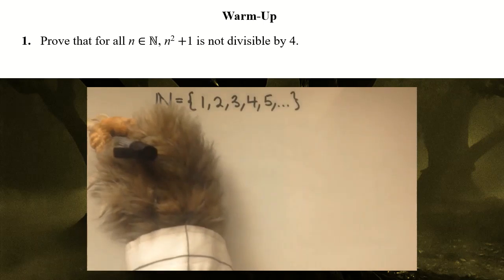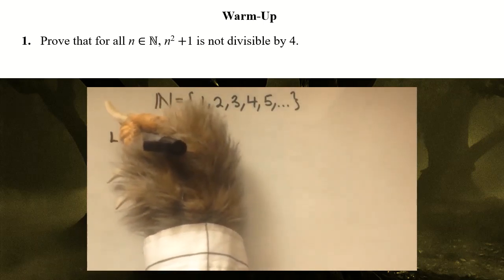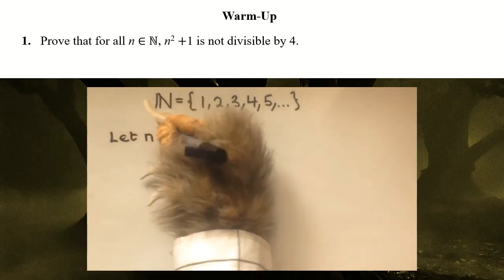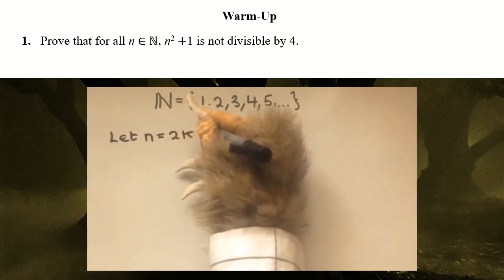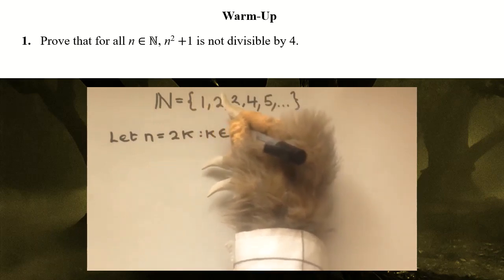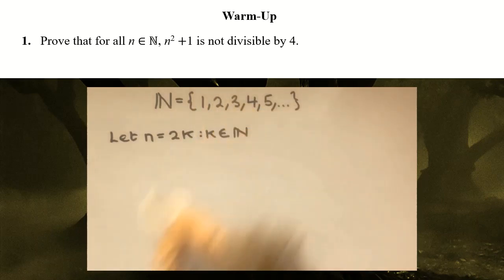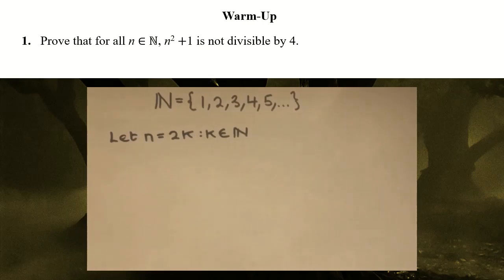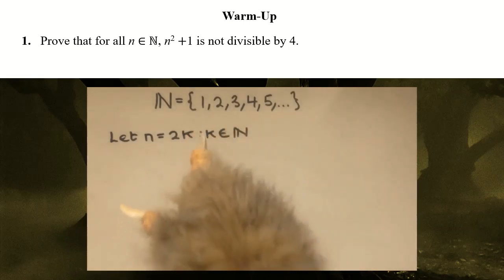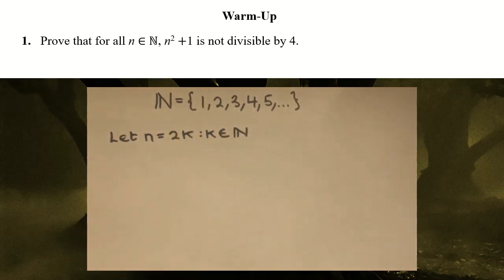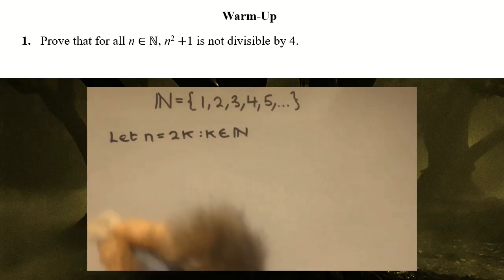So let n equal 2k, such that k is a natural number. I'm using k as a natural number here because if I take any of these natural numbers and substitute them into this expression, I'm going to get an even number because it's going to double. So let's substitute this into our expression.